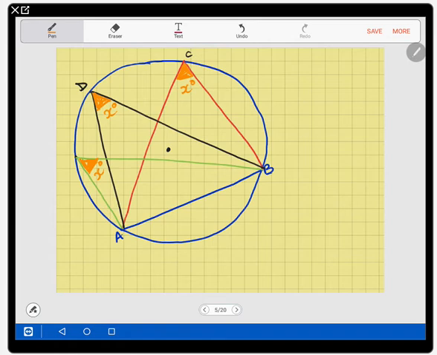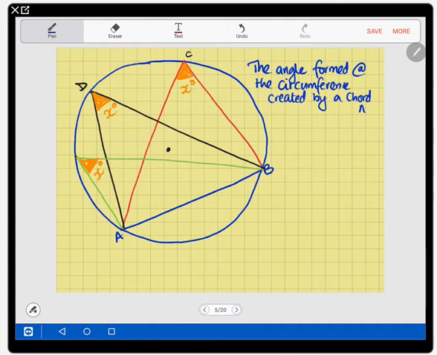All right? So, in brief, what we can say, the angle formed at the circumference created by a chord, in this case is AB, will be the same anywhere in that part of the circumference. It will be the same.